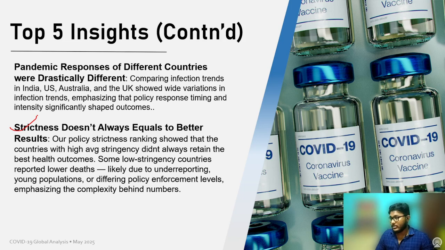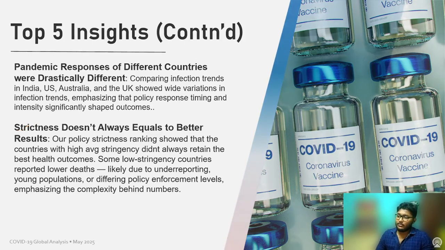Our policy strictness ranking showed that the countries with high average stringency didn't always bring the best health outcomes. Some low stringency countries reported lower deaths, likely due to underreporting, young populations, or different policy enforcement rules, emphasizing the complexity behind numbers.